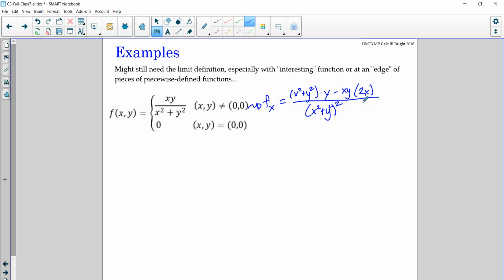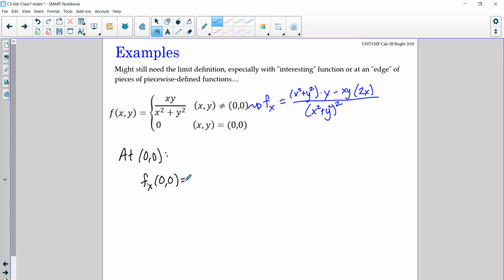But if I evaluate that at the origin, try it and see what happens, it's just going to be a lot of zeros. So I'm going to get something that is 0 over 0 and not defined. And if I want to look at 0 0, what I need to do is the limit definition.